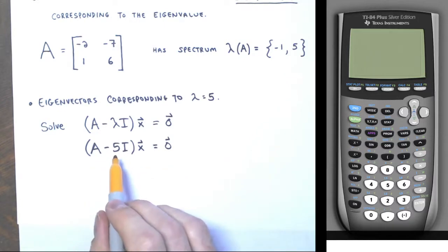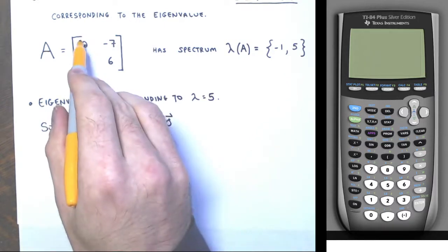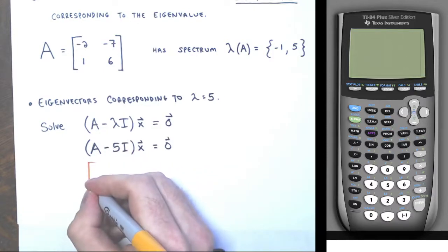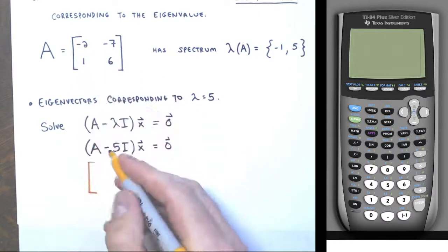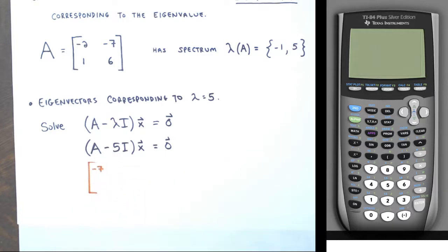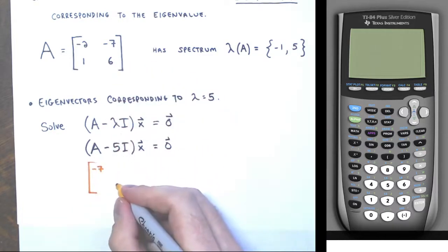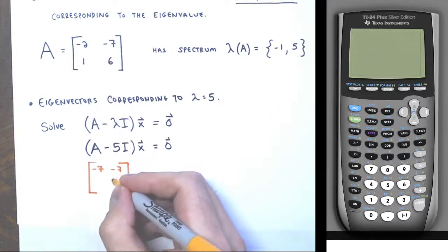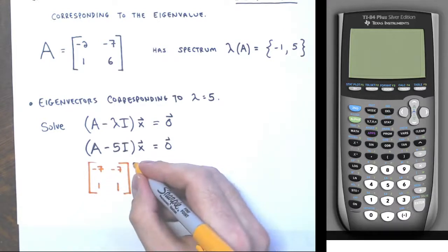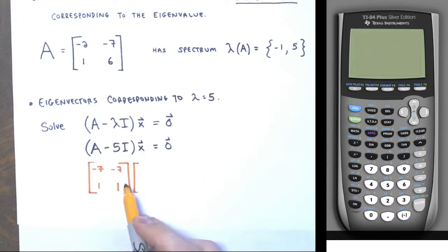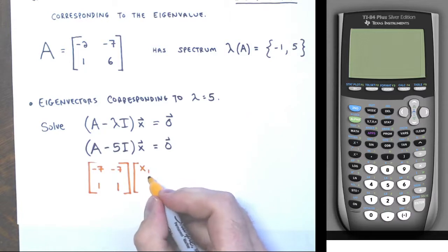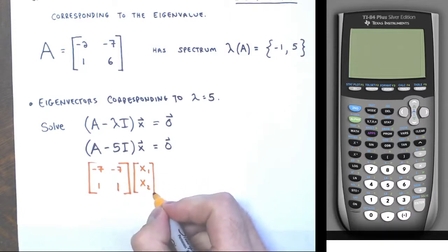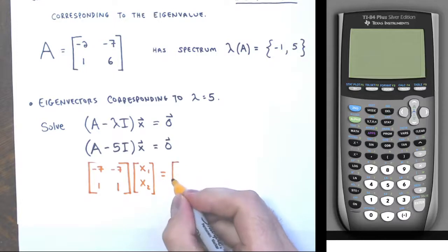What's A minus 5I? Again, I'm just subtracting 5 from the main diagonal entries of A. So -2 minus 5, hopefully I do it right this time, is -7. 6 minus 5 is 1. And the other entries, the non-main diagonal entries, stay the same: -7, 1. Then multiplied by, again, my vector. This is a 2 by 2, so my vector would be a 2 by 1 column vector, with two components, say x1 and x2, and I want this to be equal to the 0 vector.